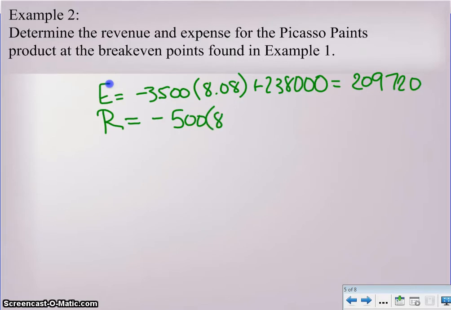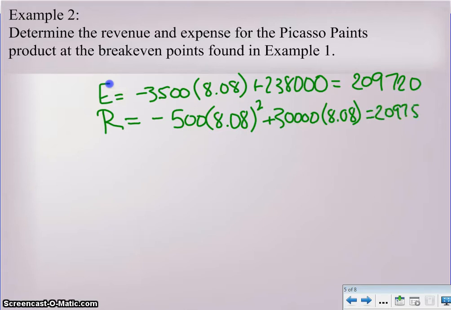For our revenue equation, we had the negative 500 times the price, which is 808 squared, plus 30,000 times the 808. When we multiply that through, we end up with 209,756.80. So you can see here that they aren't exact, but they should be very, very close to each other. So that's on the low end.